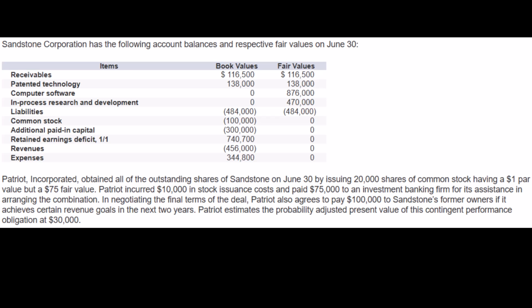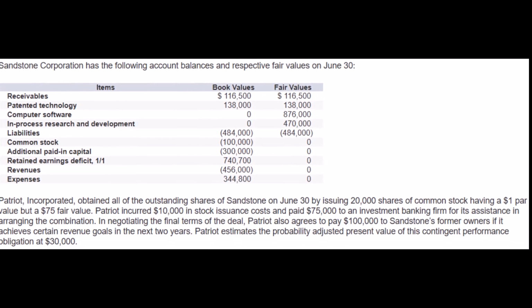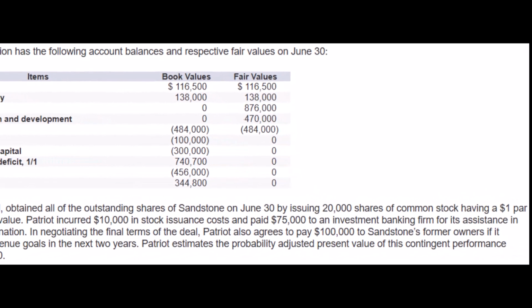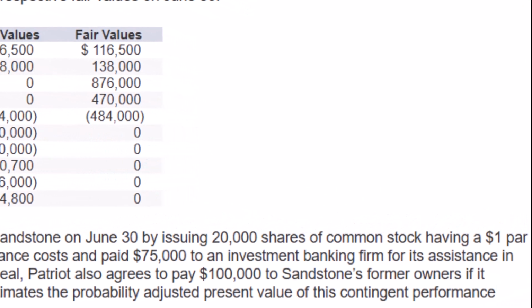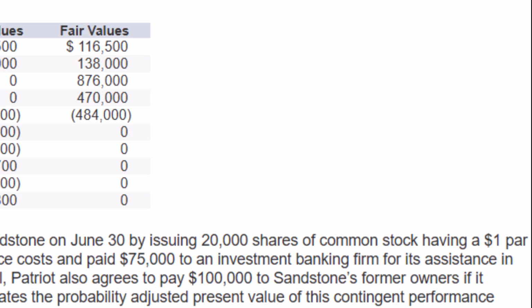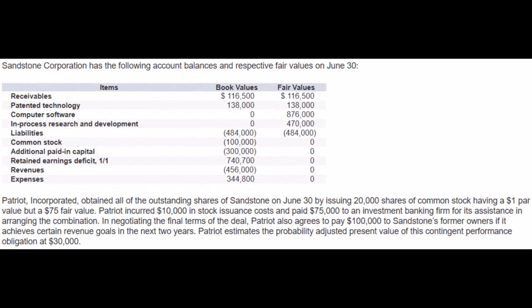Now, let's look at what they received. And this brings us to the single most important principle in this topic. We account for an acquisition based on fair value. We are only interested in this fair values column. Sandstone's old book values, including their retained earnings and common stock accounts, are completely irrelevant to Patriot. We are buying the assets and assuming the liabilities at their current market worth.